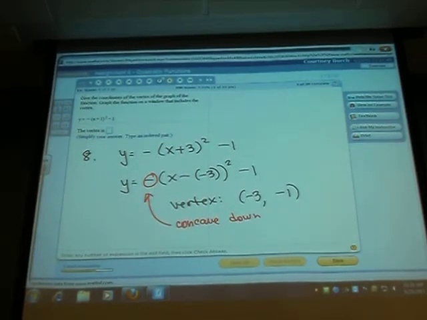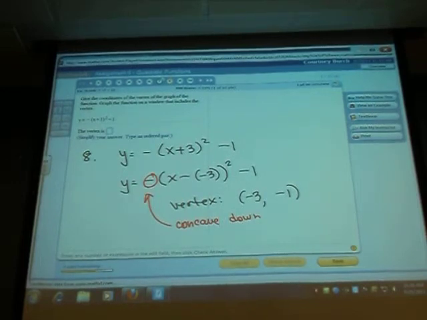Okay, so I'm looking in my graphs for the vertex in the right place, and also that negative in front is going to make it concave down. So I can just use that process of elimination to pick my graph.